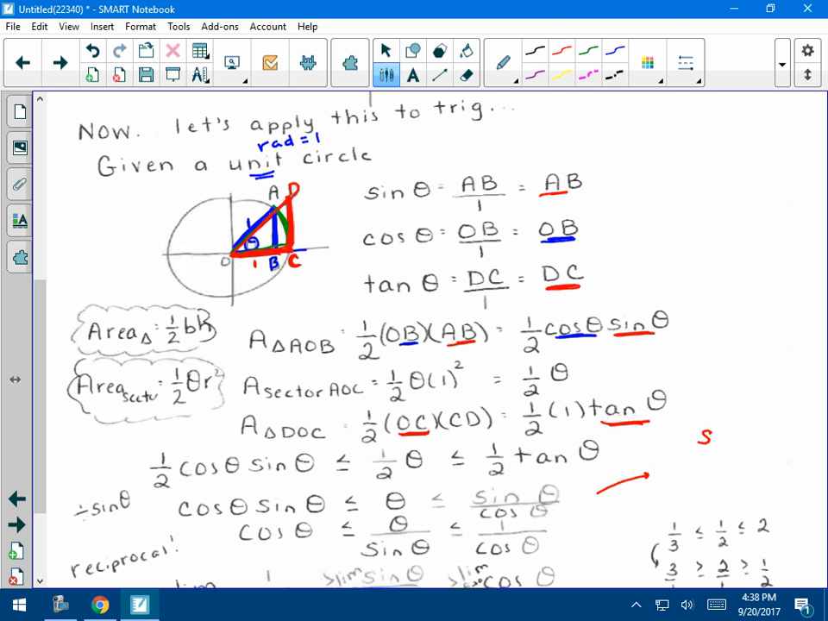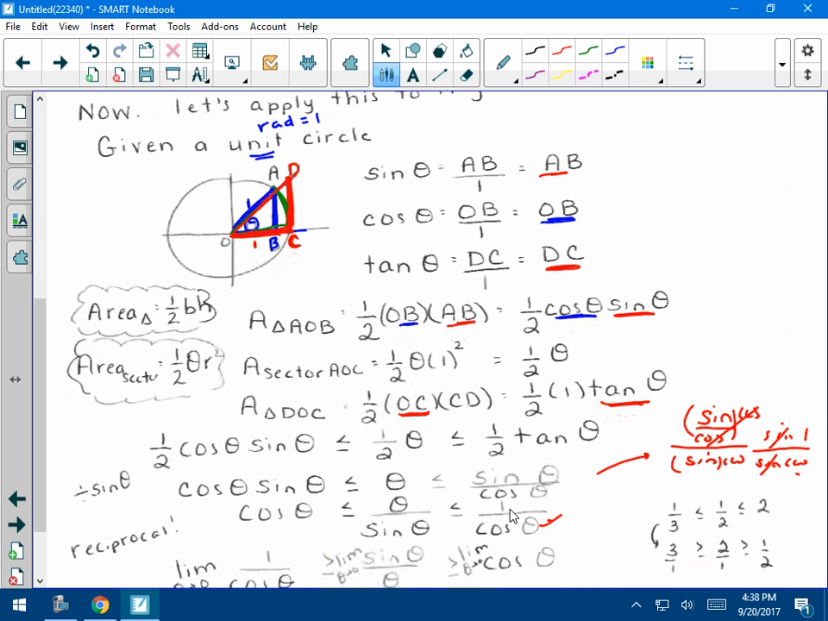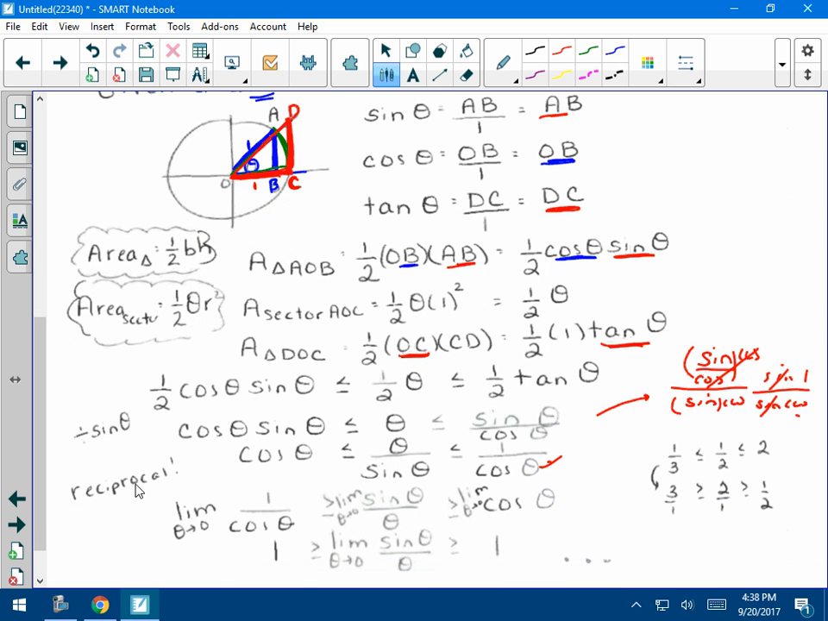Don't believe me? Sine over cosine divided by sine. Complex fraction. Sine over sine cosine. 1 over cosine. Check. Now let's take the reciprocal of all of this.